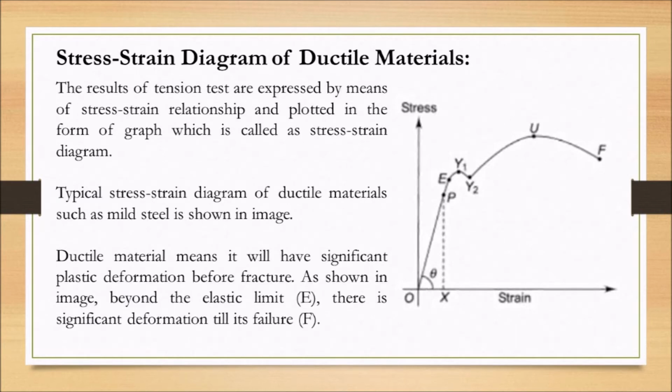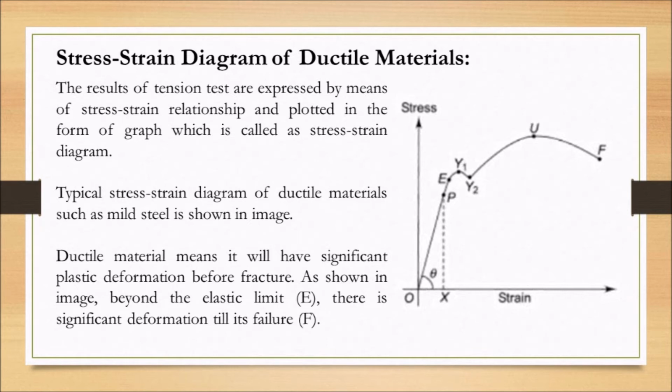Now let us go into details of the stress strain diagram for a ductile material. The figure shows the typical stress strain diagram of a ductile material such as mild steel. When we say ductile, it will have a significant plastic deformation before failure.